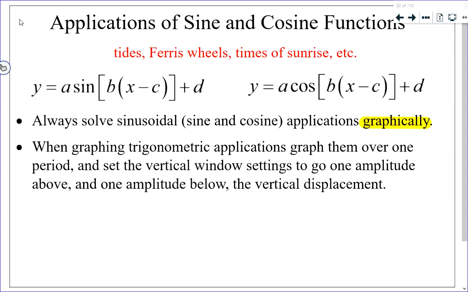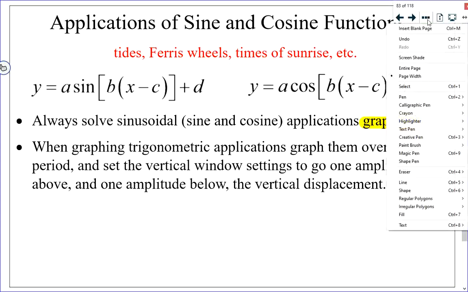When graphing these trigonometric application functions, graph them over one period and set the vertical window settings to go one amplitude above and one amplitude below the displacement. I know that I said we weren't going to do a lot of math, but I do want to give you an illustration of what I'm talking about here. Let's imagine that you have the depth of water in a harbor, and you're given this.